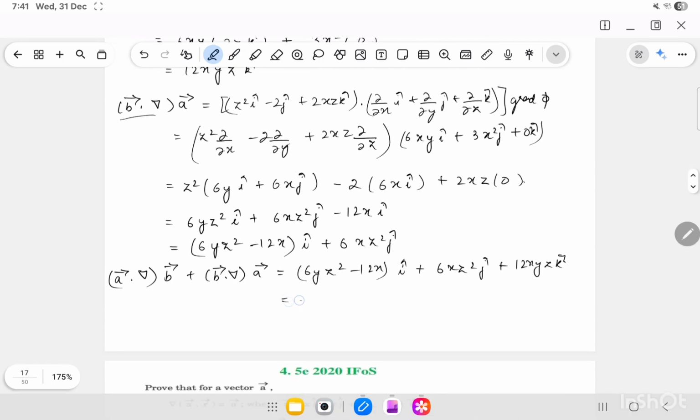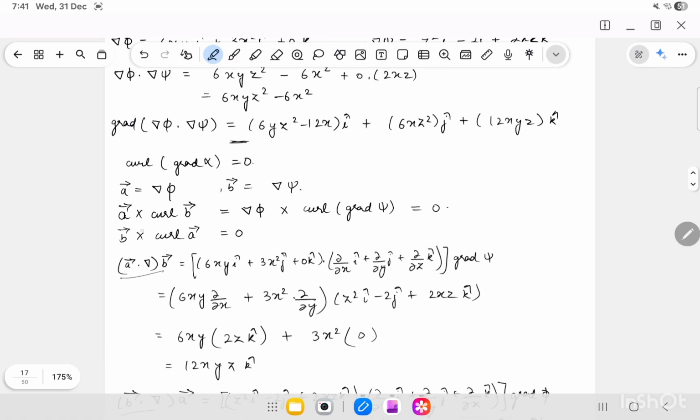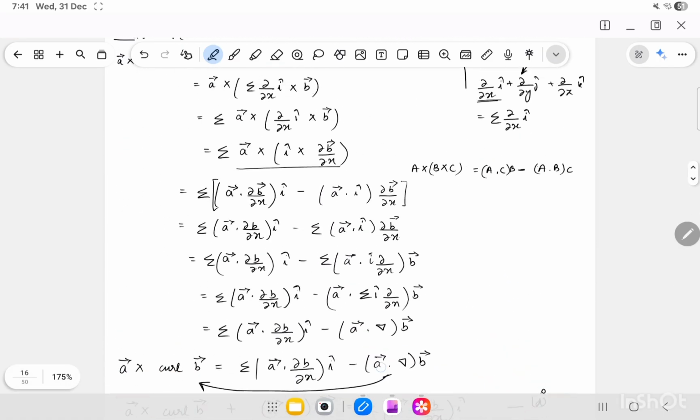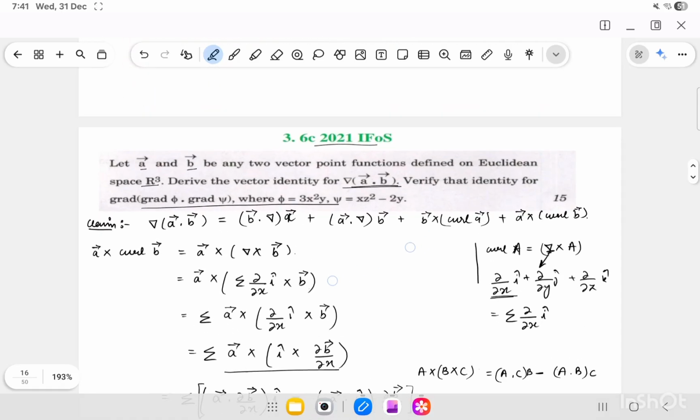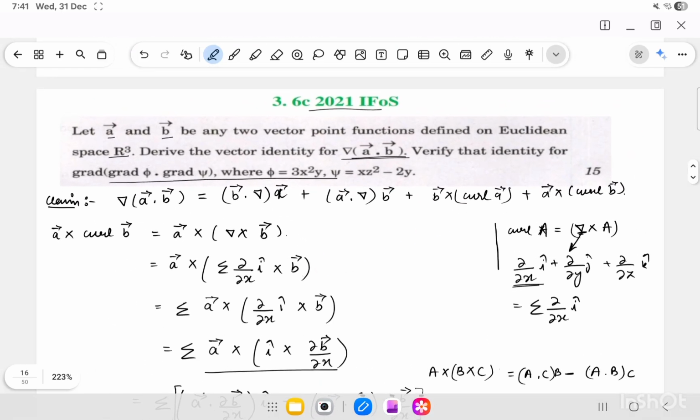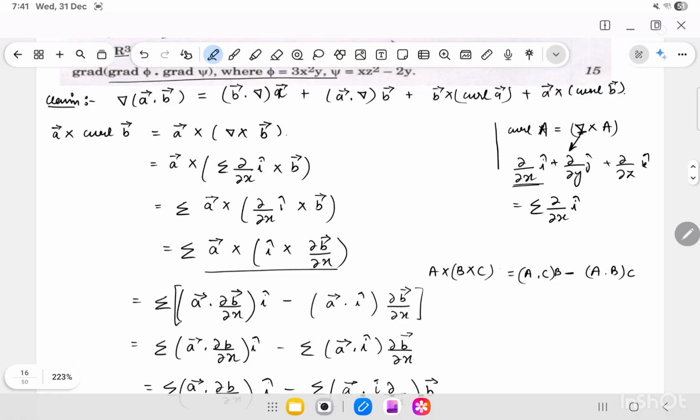Which is equal to grad of phi dot product with grad psi. So we have proved the relation because these two terms earlier reduced to 0. So the given identity is satisfied by given phi and psi. So this completes our question. Let's move on to see the next question.